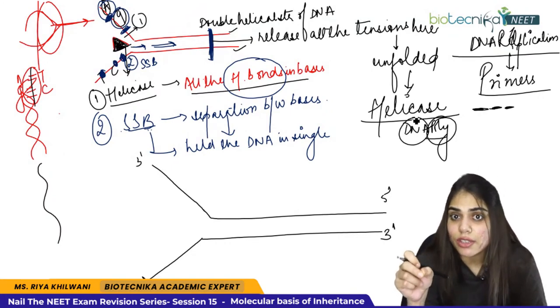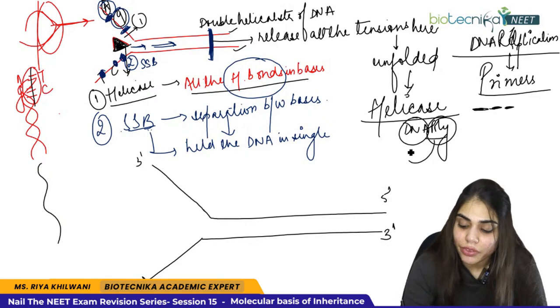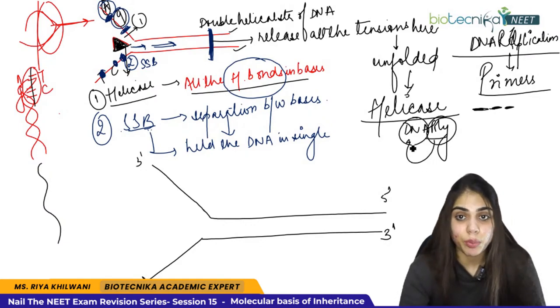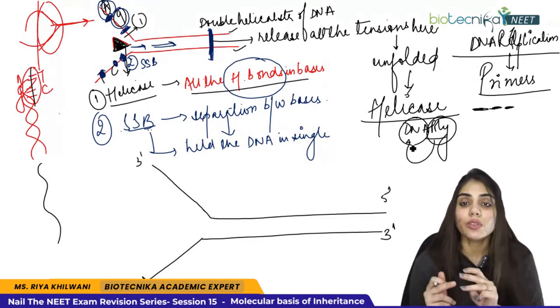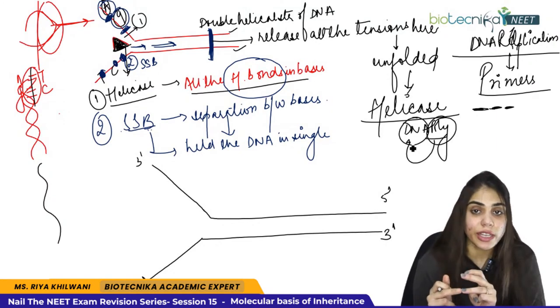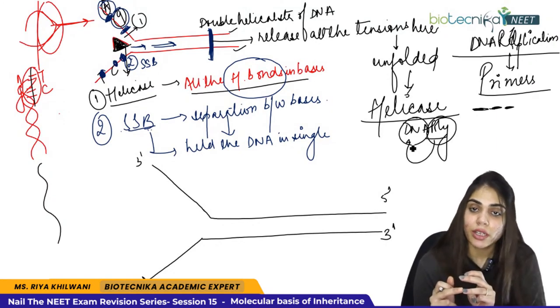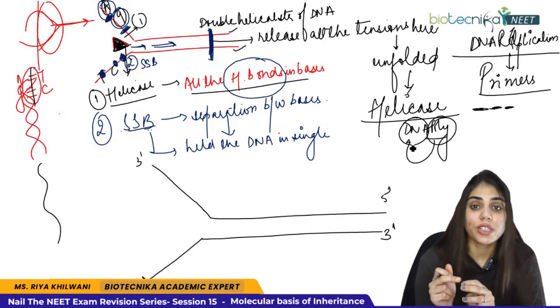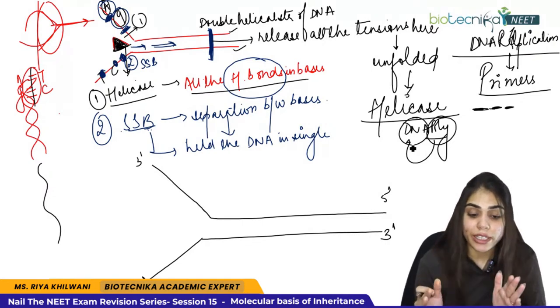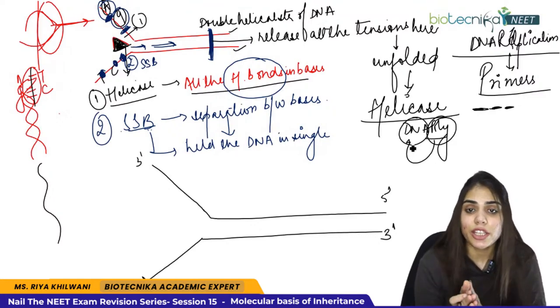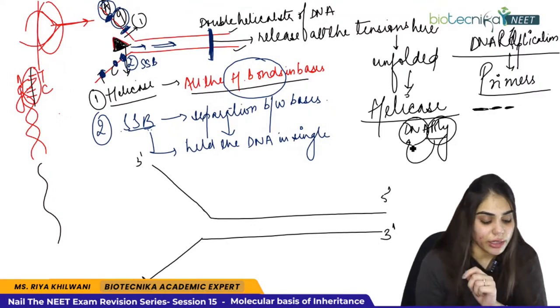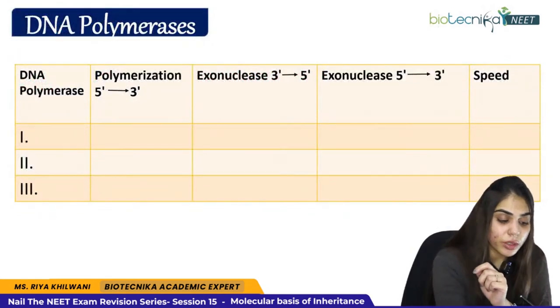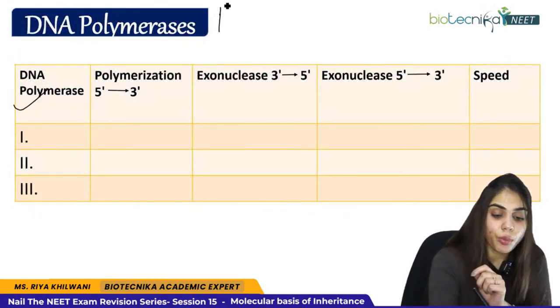The enzyme which is needed for the polymerization of DNA is what is called DNA polymerase. We have three kinds of DNA polymerases in prokaryotes: DNA polymerase 1, DNA polymerase 2, as well as DNA polymerase 3, because we are studying the DNA replication process in prokaryotes.